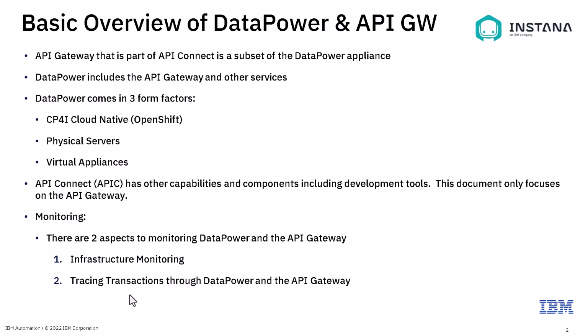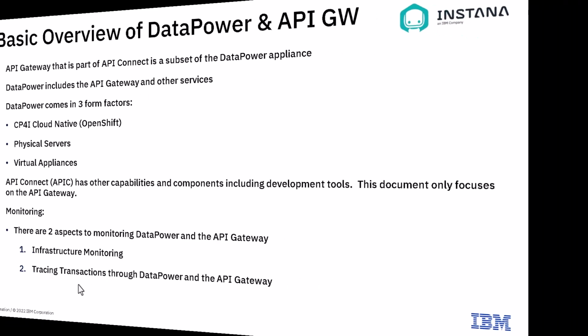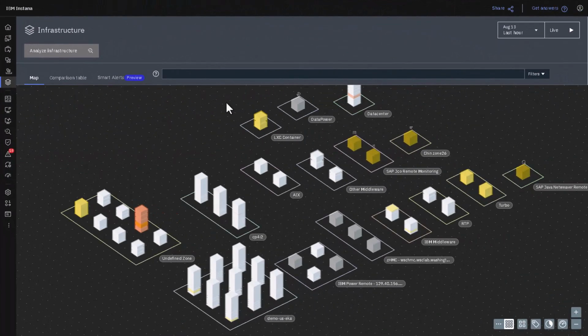In terms of monitoring, there's two different types of monitoring. One is the infrastructure monitoring, where we're monitoring the key performance indicators for the appliance itself. And then we also have the ability to track transactions that go through DataPower and the API gateway. Let's take a look at what that provides.